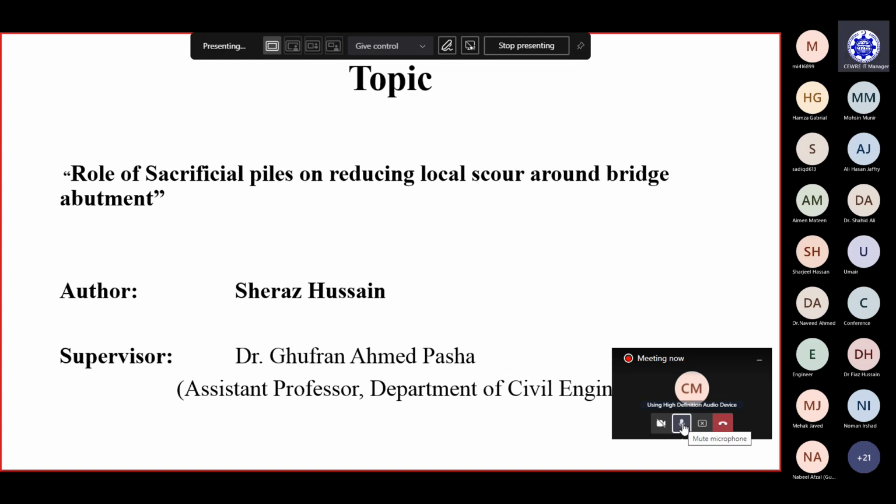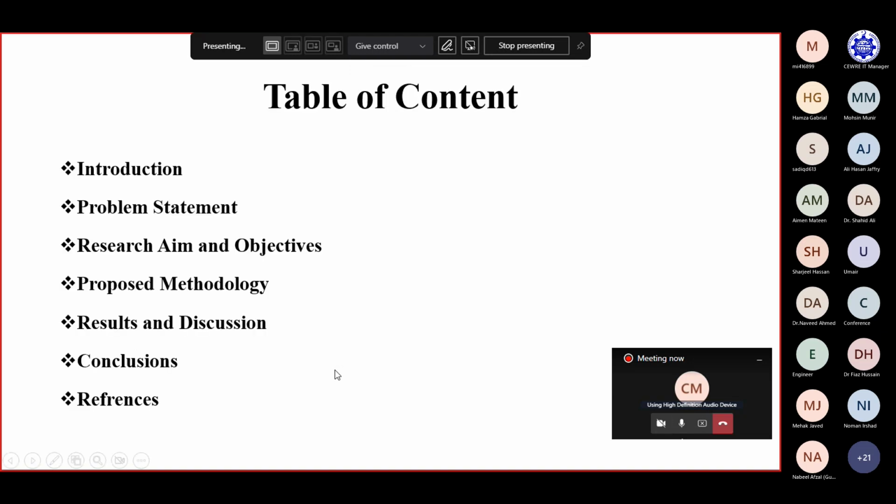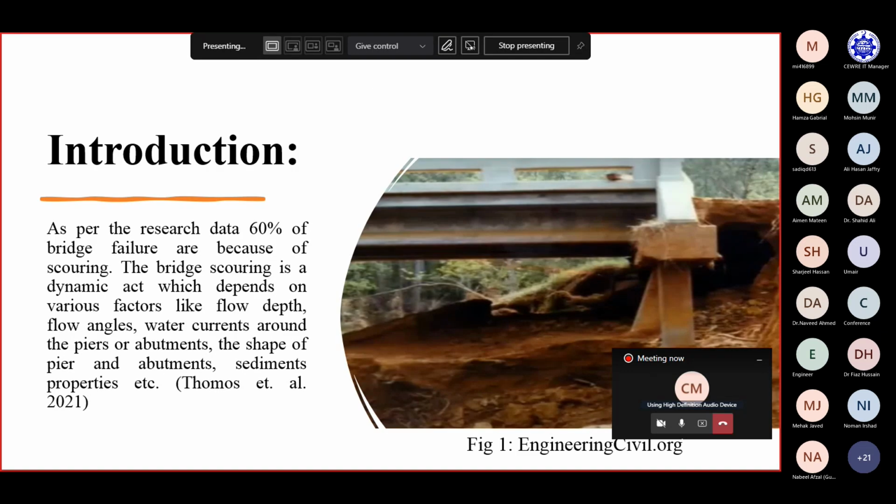My name is Sheraz Hussain and my research supervisor is Dr. Ghufran Ahmed Pasha from University of Engineering and Technology, Taxila. My research topic is the role of sacrificial piles on reducing local scour around bridge abutment. Table of contents: introduction, problem statement, research aim and objectives, proposed methodology, results and discussion, conclusion and references. Due to the time limit, I have to skip the introduction and go to the problem statement.